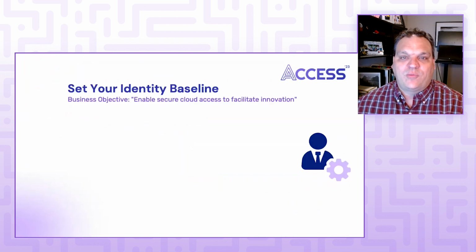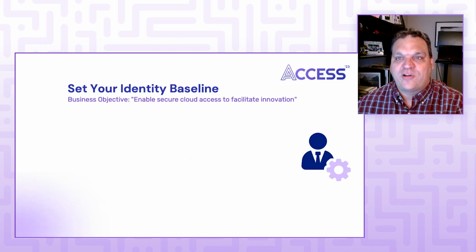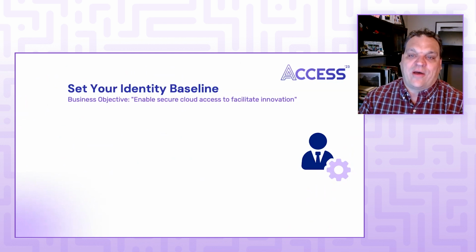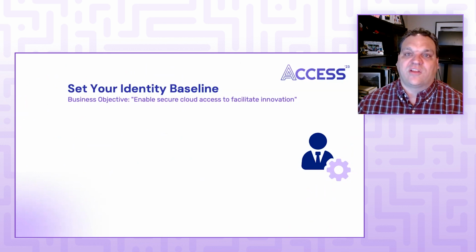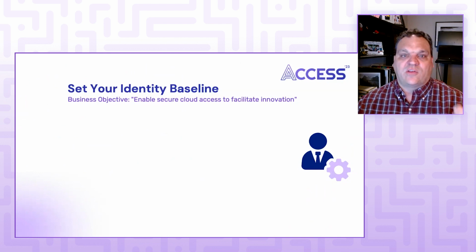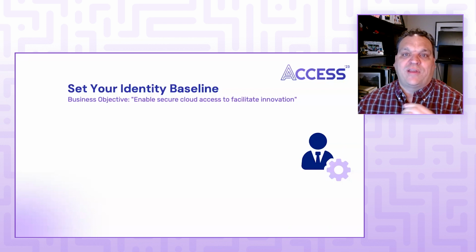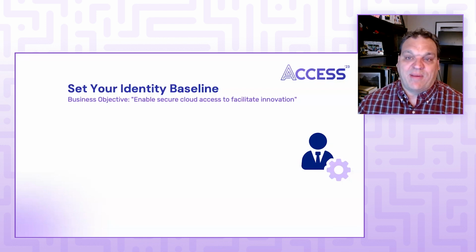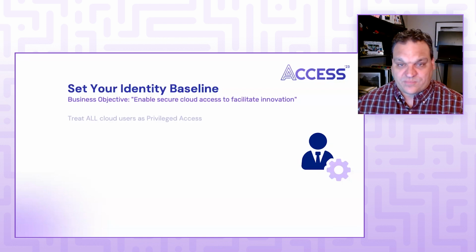So the first thing we do when we're trying to look at maturity is we begin to understand where we are in the business objectives. Where are we mapping to our business? And that very first baseline, you're just trying to get in and enable secure cloud access, right? So that you can facilitate innovation in your company. So this is the quick and dirty. Hopefully your business isn't ahead of you, but maybe they are and you're trying to come and get this cleaned up. But you want to set your identity baseline as your first step.